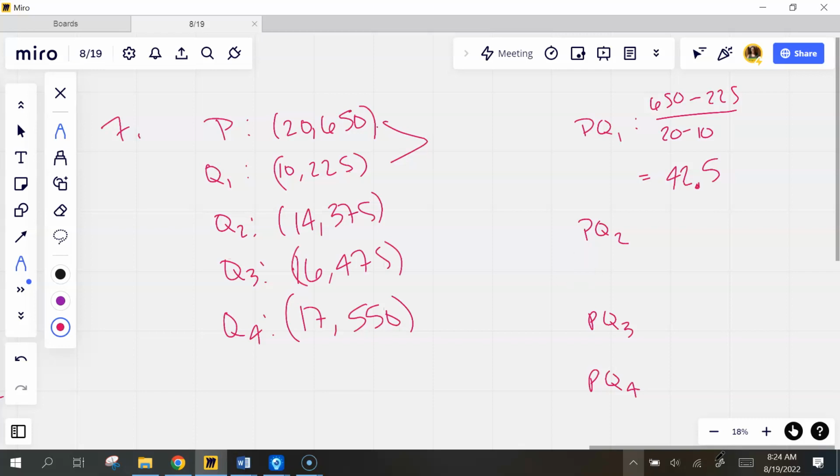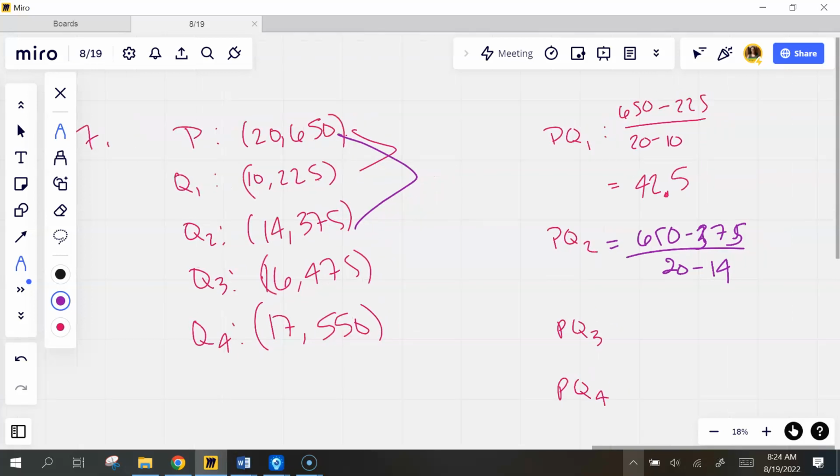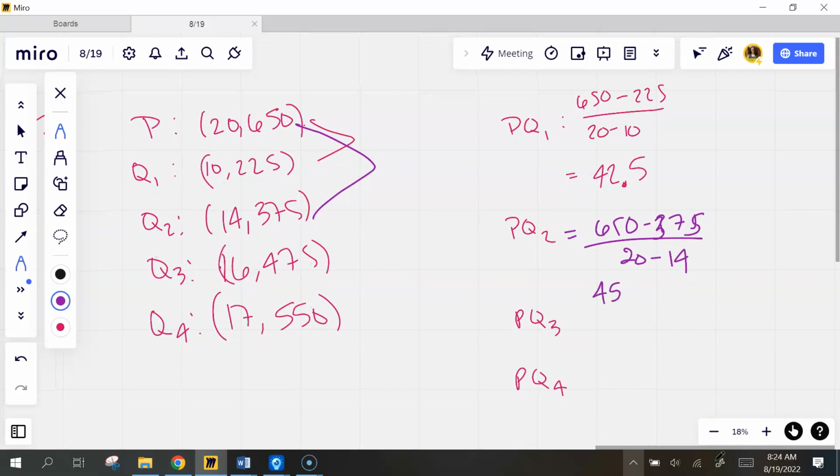PQ2. So now between these two, 375 minus, nope, I'm just kidding. I started with 650. Let me start. 650 minus 375. It really didn't matter, but 14. Gosh, Stacy. 20 minus 14. My computer's really laggy. 45.833.